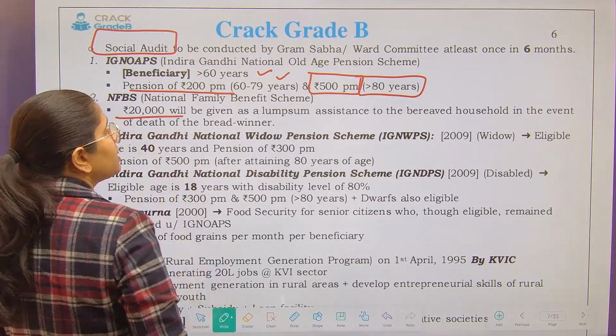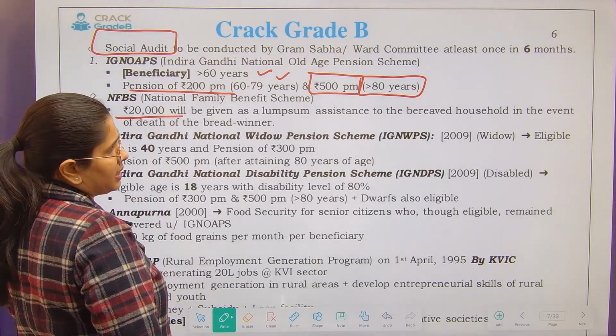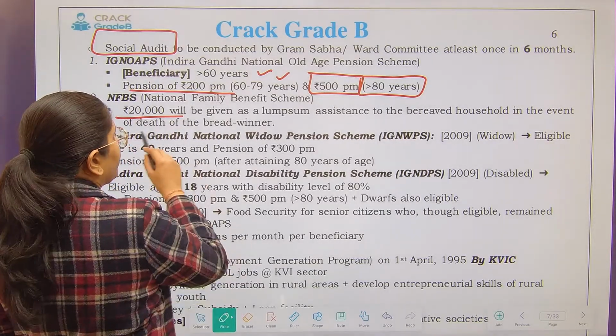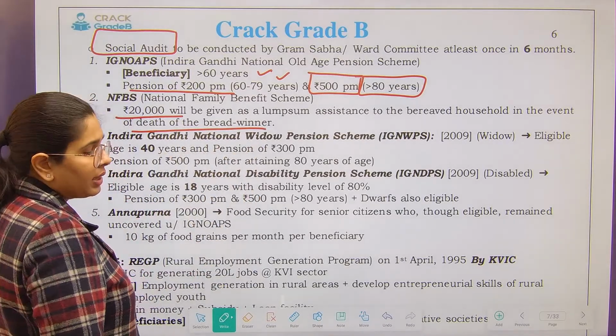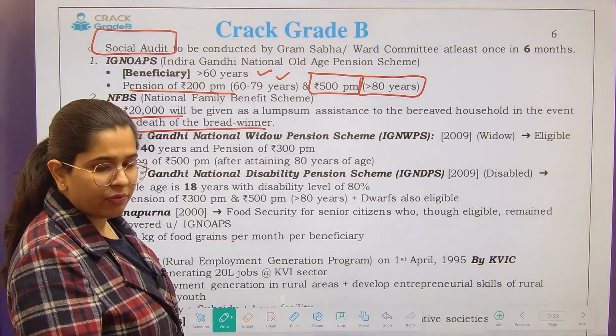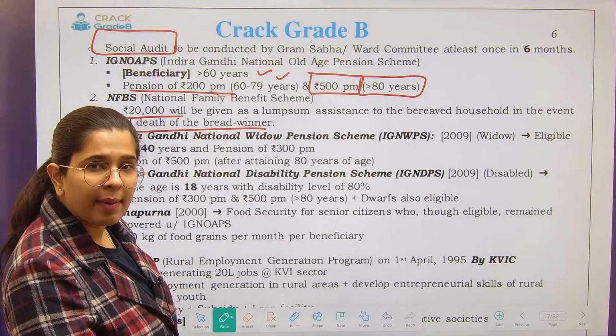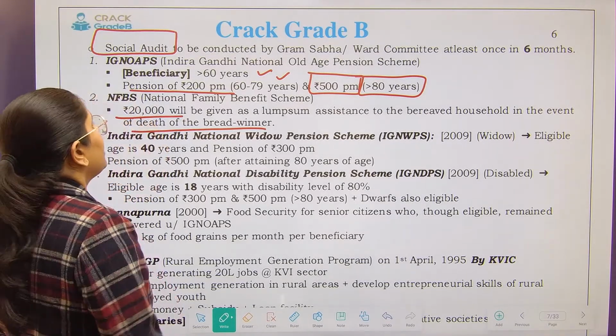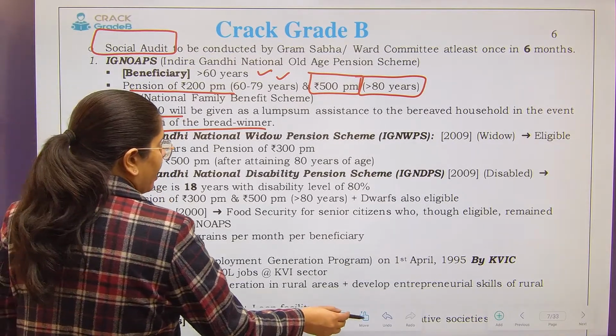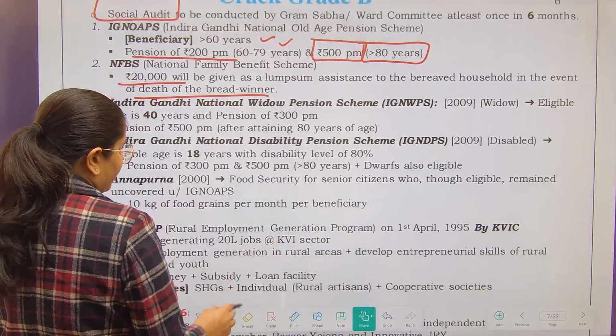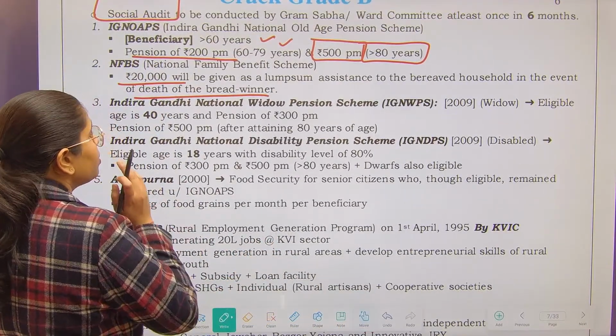Next component is National Family Benefit Scheme. Under this, 20,000 is provided as a lump sum assistance to the bereaved household in the event of death of the breadwinner, the person who was responsible for earning the livelihood for the whole family. If he dies, then under National Family Benefit Scheme, the family is going to get 20,000 rupees.